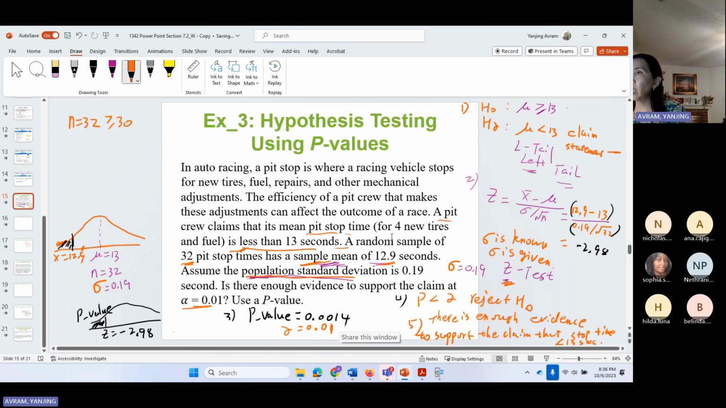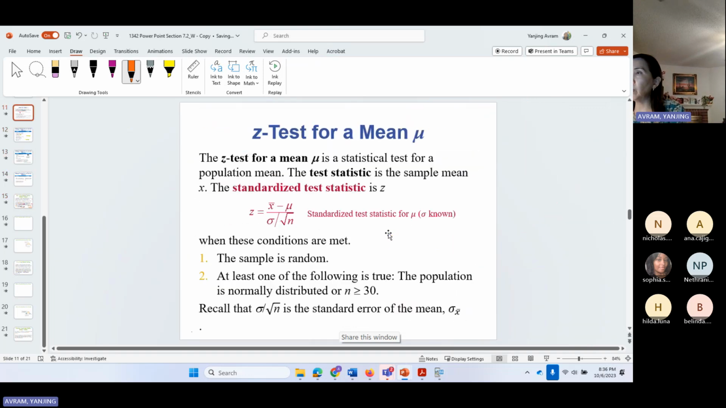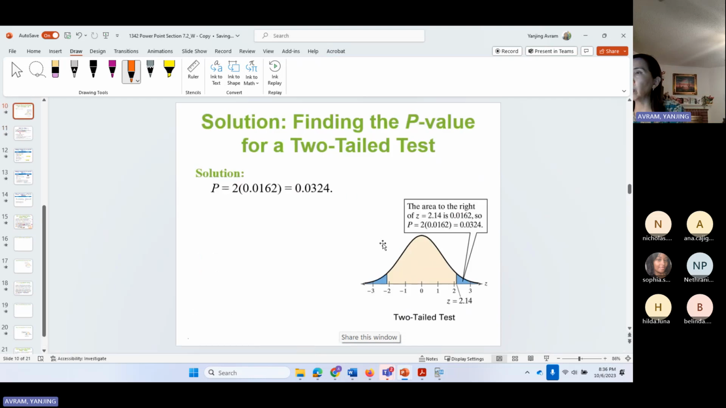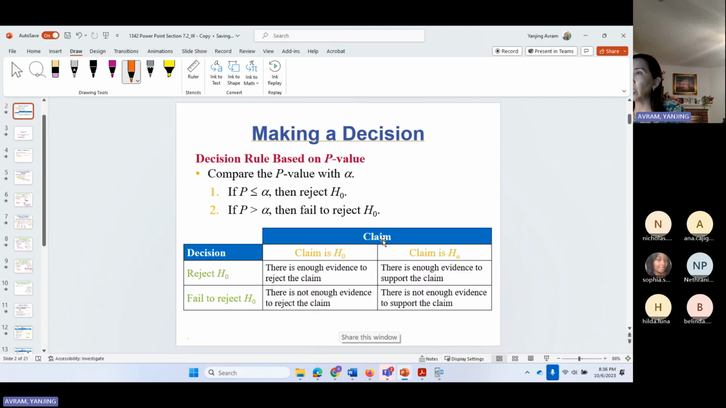Let's go back to look at this table. If you do not know how to make a conclusion, look at it again. The decision is we reject the null hypothesis, because p is less than alpha. Our claim is in the alternative one, so we make this conclusion: there's enough evidence to support the claim.